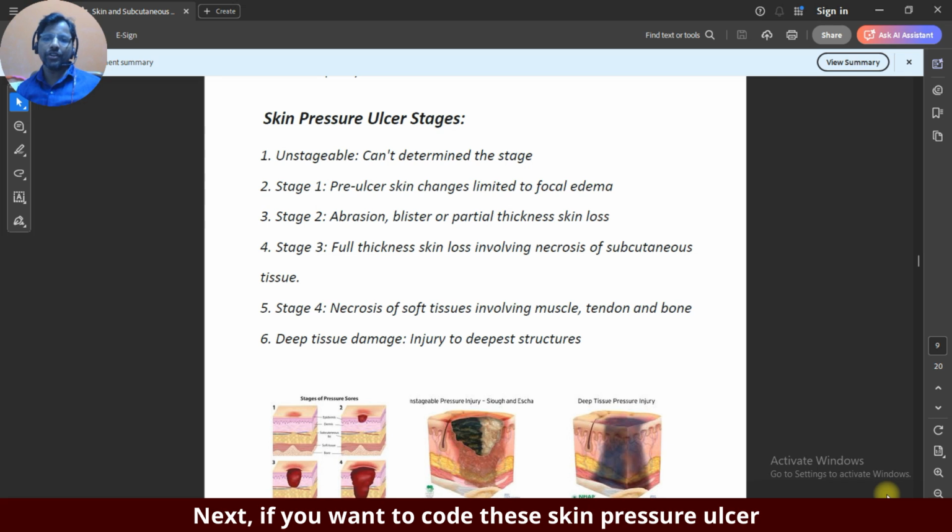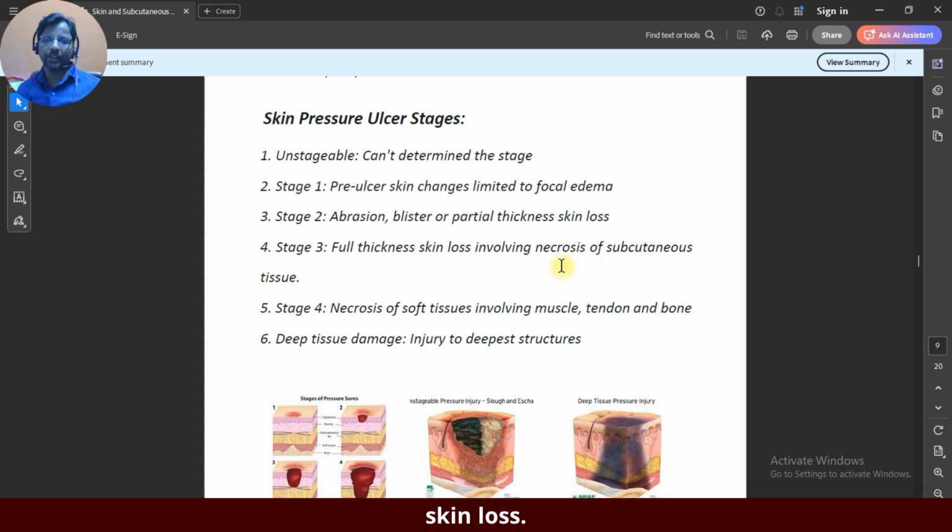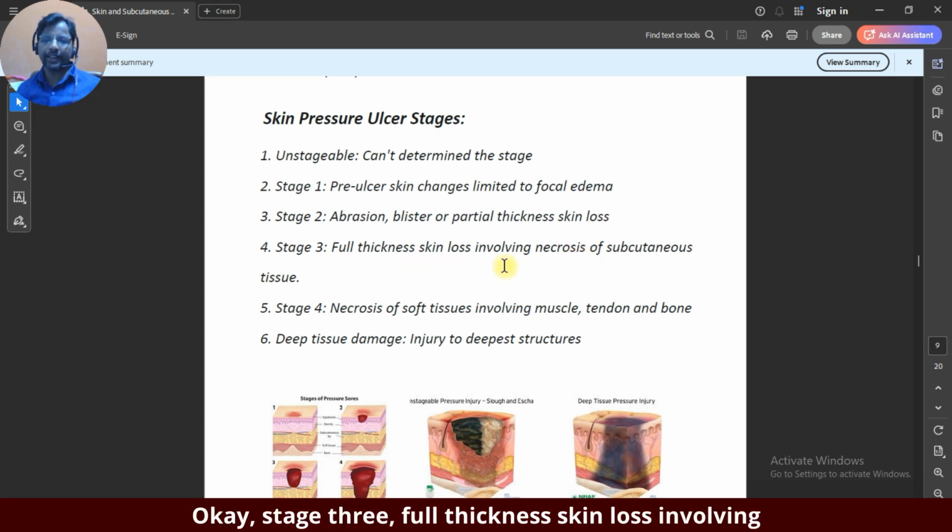Next, if you want to code skin pressure ulcer stages, you need to understand the stages. First one is unstageable, can't determine the stage. Stage 1, pre-ulcer skin changes limited to focal edema. Stage 2, abrasion, blister or partial thickness skin loss. Stage 3, full thickness skin loss involving necrosis of subcutaneous tissues. Stage 4, necrosis of soft tissues involving muscle, tendon and bone. Next one is deep tissue damage, injury to deep structures.